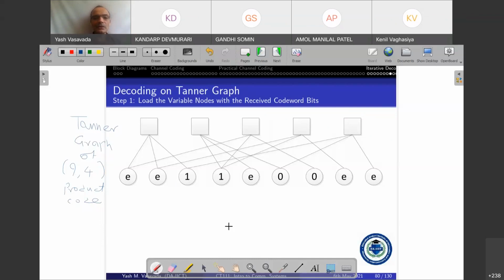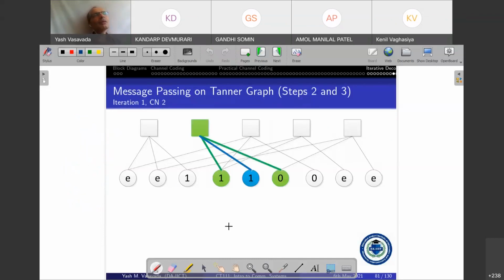Okay, so now we are going to do not maybe a full diagram of this iterative algorithm, because then I'll have to go over many slides, but maybe some key parts of it. Okay, so we're going to directly jump to CN2. Why? Because for CN1, it's not going to be interesting. CN1 is connected to 2 erasures, and so it can't do much. So CN1 we are not looking at, but CN2 is more interesting.